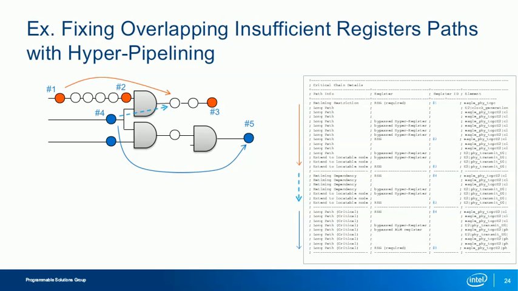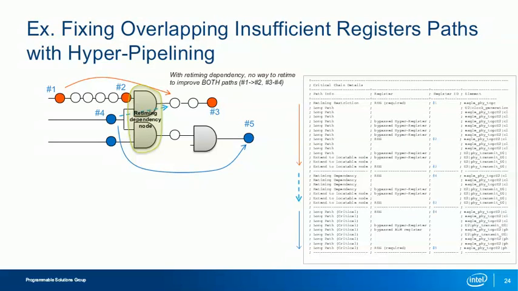Here is an example critical chain. In this case, we have 3 path segments: 1 long path critical, 1 retiming dependency, and 1 long path critical. The long path critical segment is the path segment the Hyper Retimer is trying to fix. Notice that register number 5 at the bottom says required. That means that this register cannot move. So the only solution is to retime 4 forwards.